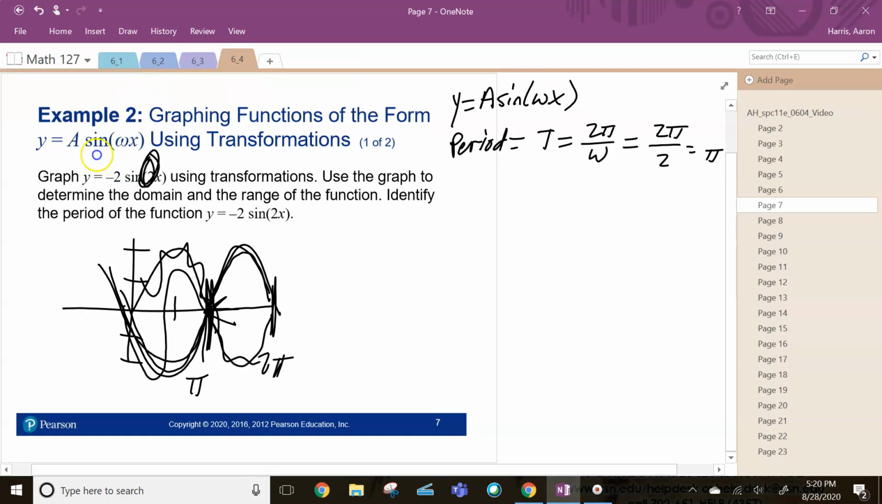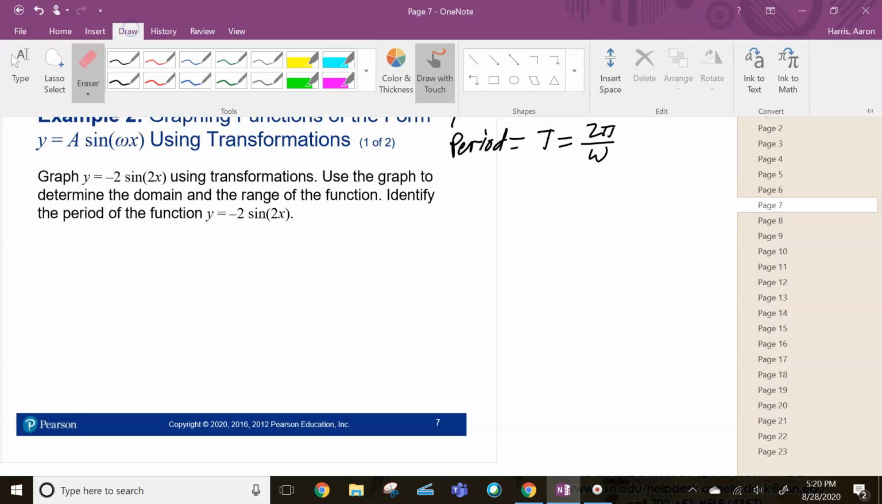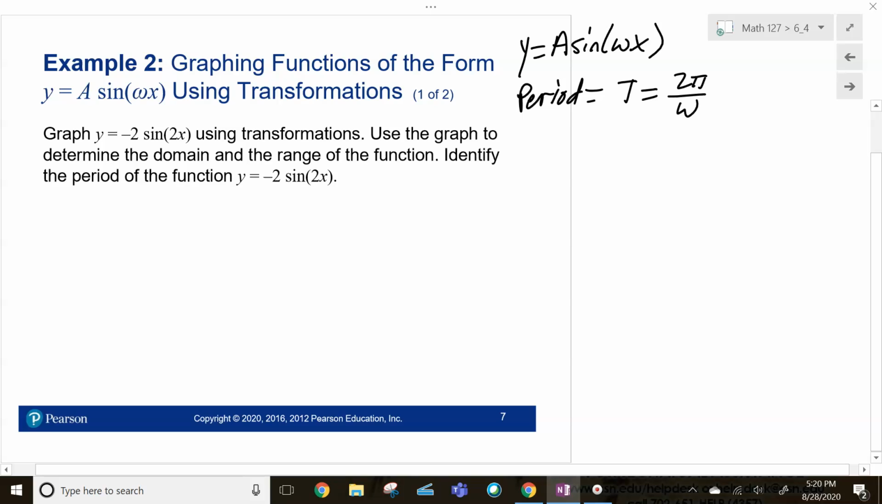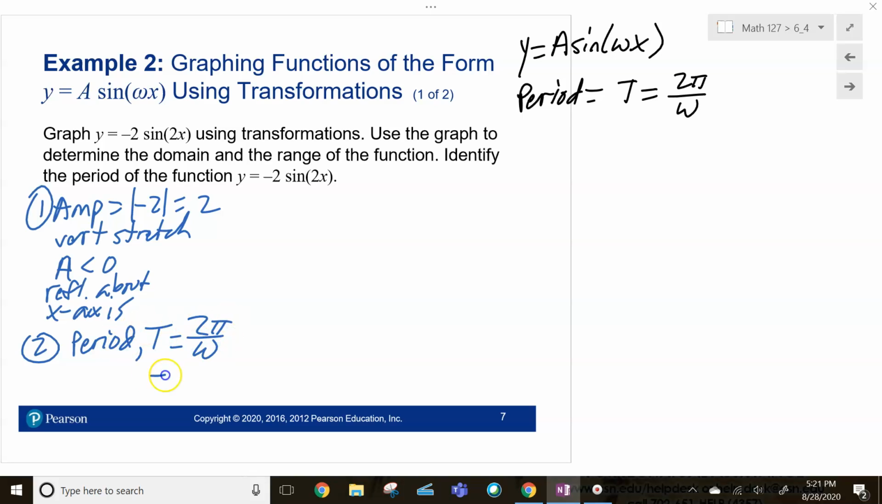Let me erase some of this for just a second, and we'll start over graphing this thing. Alright, so number 1, our amplitude is the absolute value of A. So amplitude is 2, so this is going to be a vertical stretch. And since A is less than 0, it'll be a reflection about the x-axis. Now, number 2. What's our period? 2 pi over omega. Remember that's our omega right there, 2. So our period is pi.